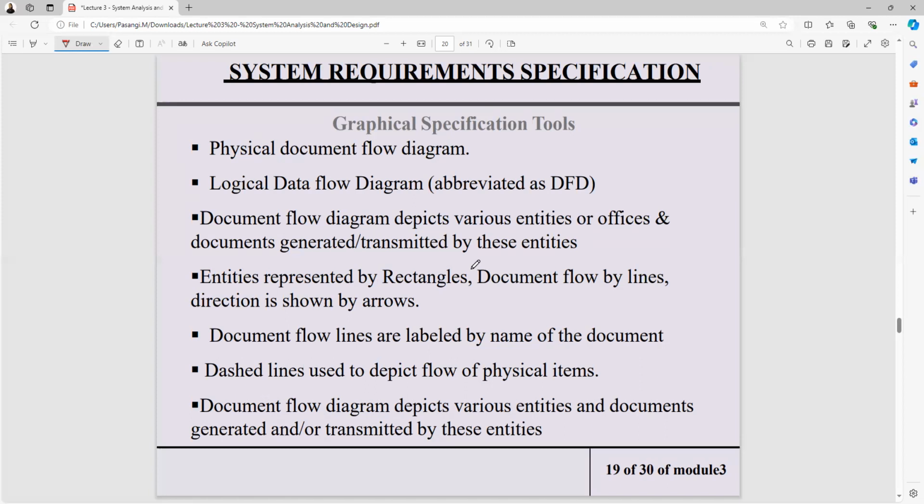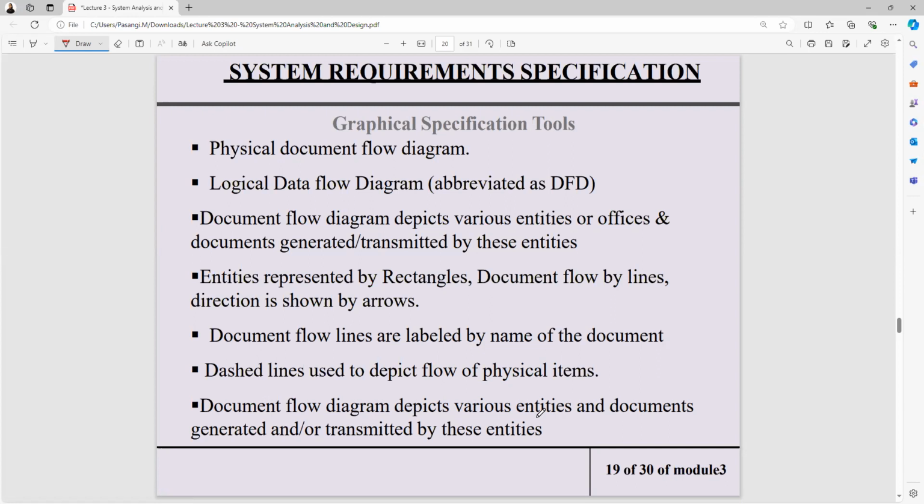And then we need to find out the entities, represented by rectangles, and then the document flow by lines, where direction is shown by arrows. The document flow lines are labeled by name of the document, and dashed lines are used to depict flow of the physical items. Finally, the document flow diagram depicts various entities and the documents generated and/or transmitted by these entities as well.